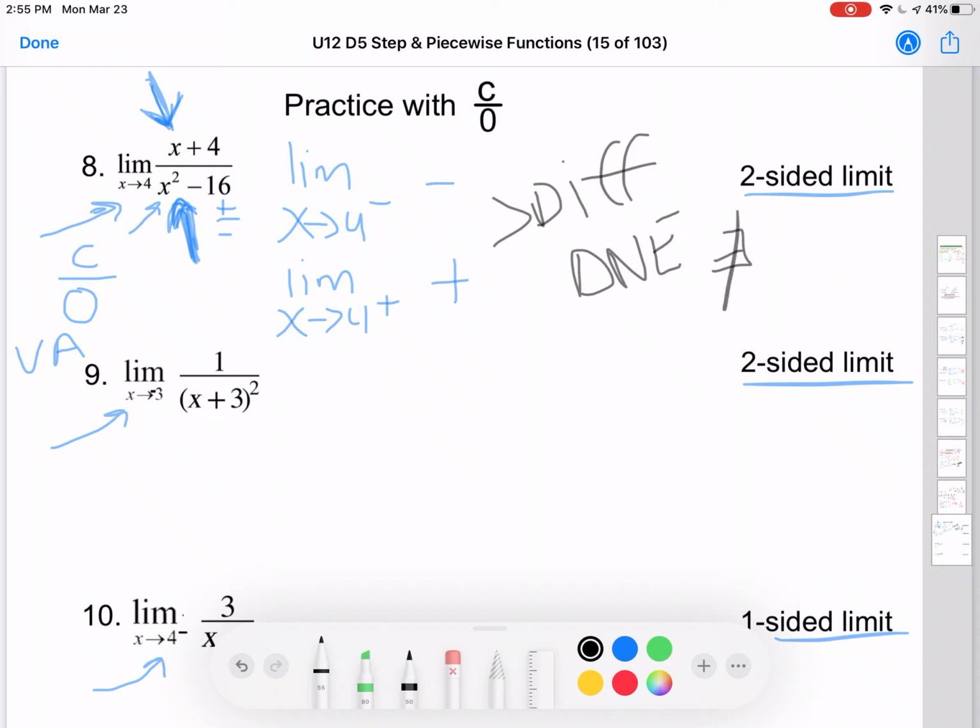Okay, let's do another one. So now we're going to find the limit as x approaches negative 3. Always plug in right away. If I put in negative 3 here, we're going to get 1 over 0. So again, we have a constant over 0.